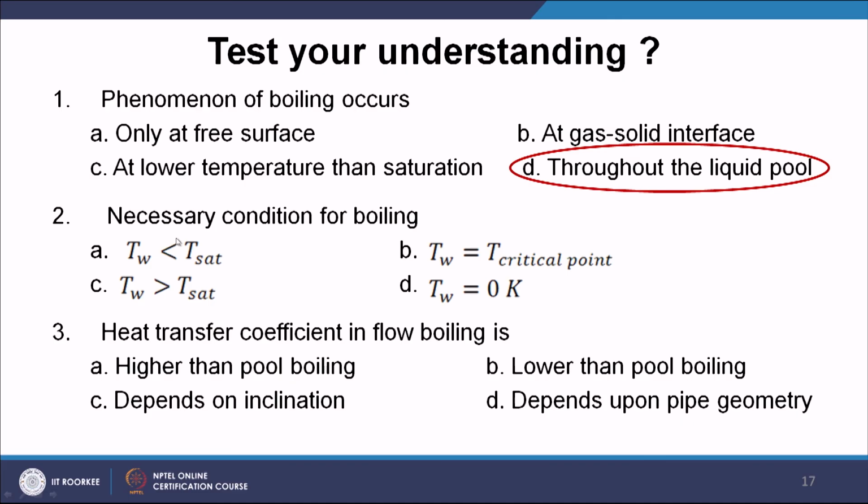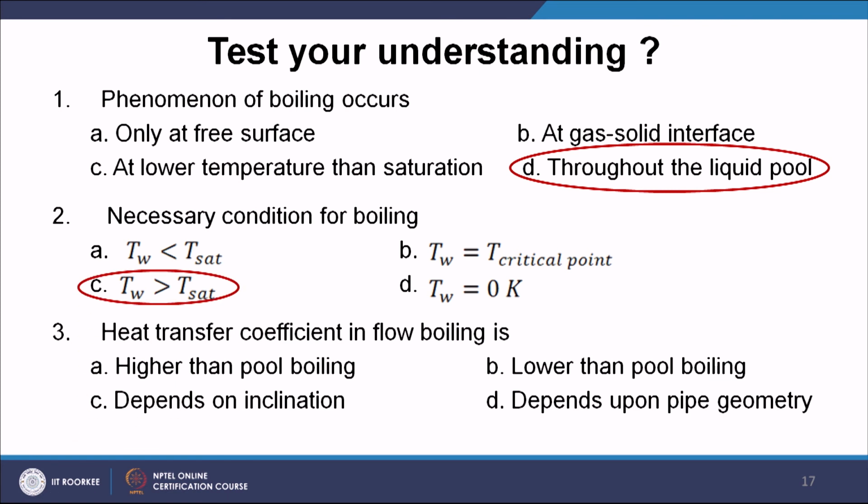Okay, next question, necessary conditions for boiling. So, we are having 4 answers: Tw less than Tsat, Tw equals T critical point, Tw greater than Tsat, and Tw equals 0 Kelvin. Okay. So, I think all of you know the answer. So, the answer is Tw greater than Tsat.